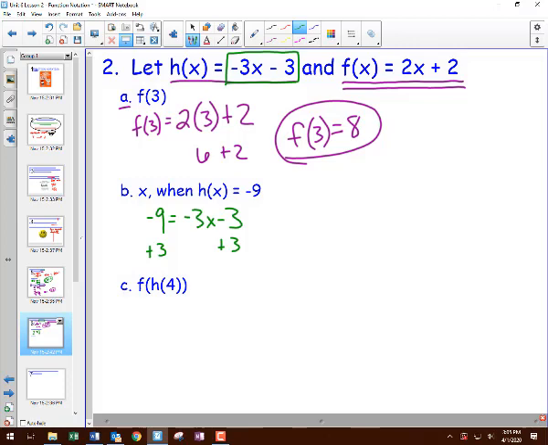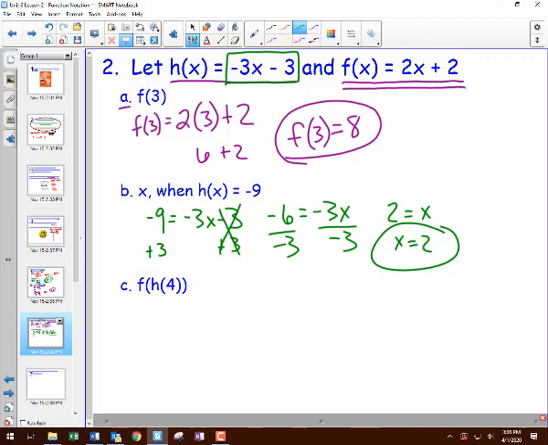So now if I move over here so I have a little room, negative 6 equals, this canceled out, negative 3x. Okay, divide by negative 3, divide by negative 3. I'm left with 2 equals x, or x equals 2. Whatever floats your boat there.